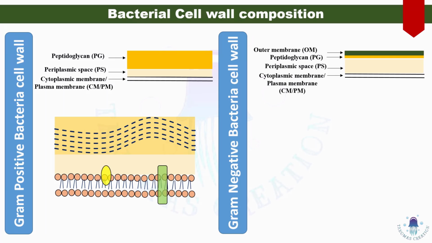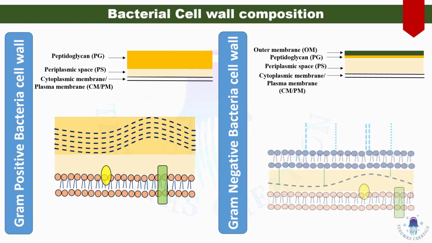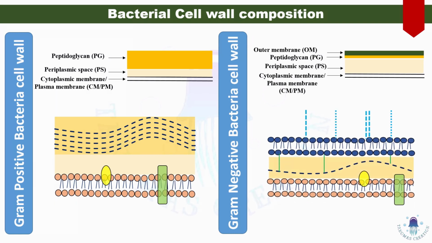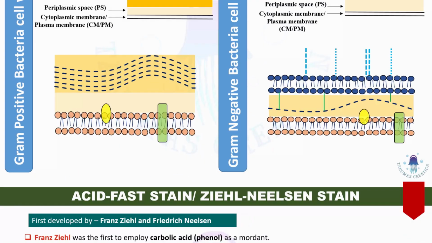Whereas in gram-negative bacteria, there is an outer membrane present. Underneath, there is a peptidoglycan layer which is very thin as compared to the gram-positive bacteria. Underneath there is a periplasmic space followed by the plasma membrane. So here in the structure we can see the peptidoglycan is less extensively cross-linked, which upon dehydration extracts out the CVI complex. Therefore, it retains the safranin color and appears pink in color. So this is the mechanism of gram staining which we need to understand.